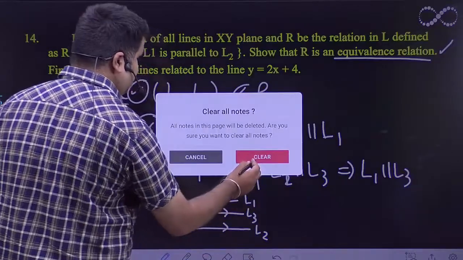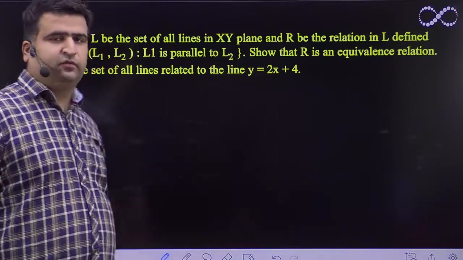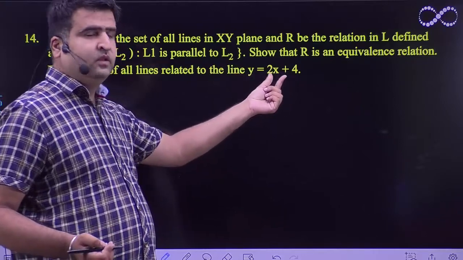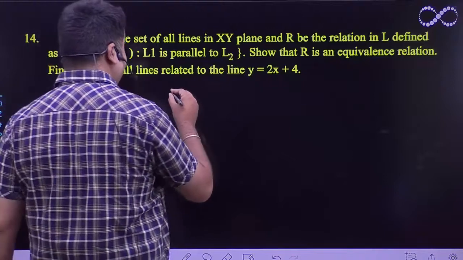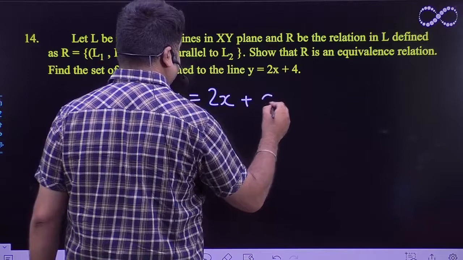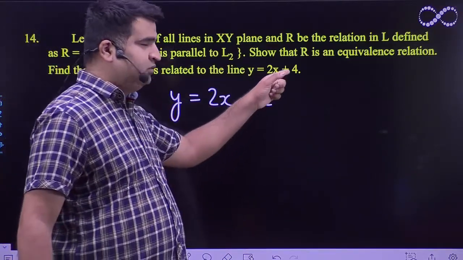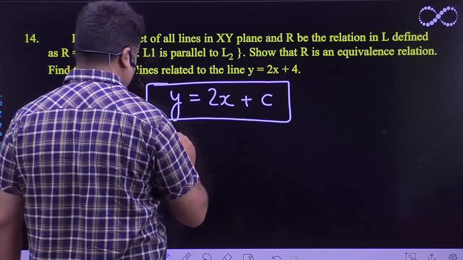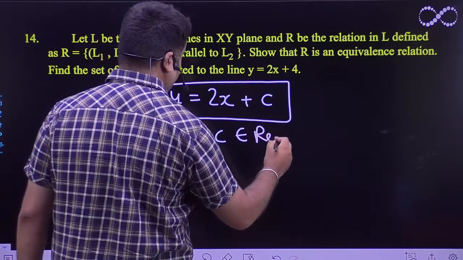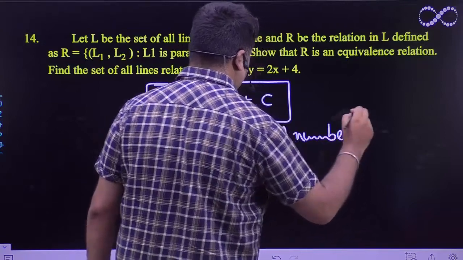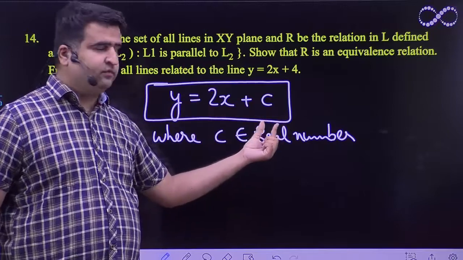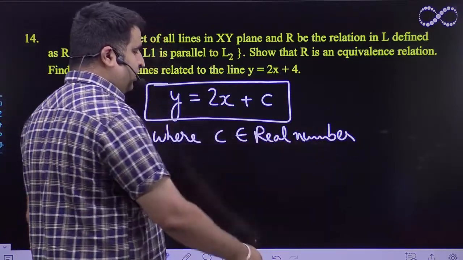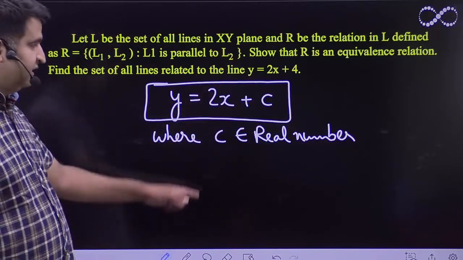Now we have to check the set of all the lines related to the line y is equal to 2x plus 4. So in the chapter straight lines in 11th standard, we have studied all the lines parallel to a given line only differ by the constant value, right? So if we take y is equal to 2x plus c, this will represent all the lines which are parallel to this given line. So y is equal to 2x plus c, where c belongs to real numbers, this will give you all the parallel lines which are related to this line, right? I've written c belongs to real number, the full form, because if I wrote R, it will be confusing to the relation. That's why I've written it like that.